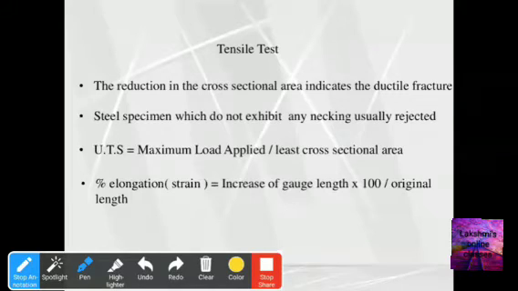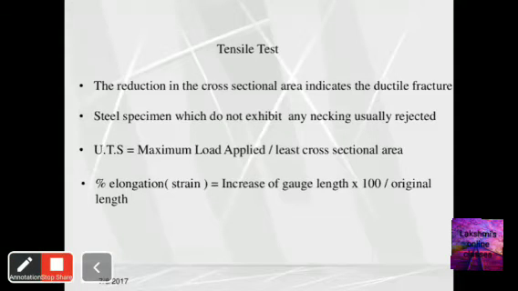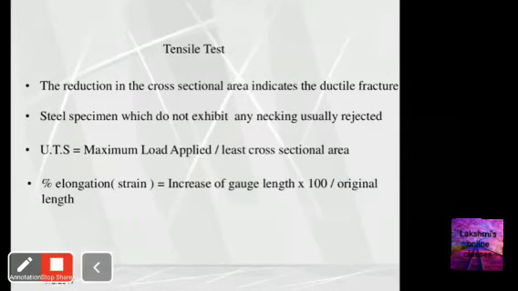The reduction in the cross-sectional area indicates ductile fracture, and a steel specimen which does not exhibit any necking is usually rejected. The UTS, ultimate tensile strength, is equal to the maximum load applied divided by the least cross-sectional area. The strain or the elongation, both are the same. That is the formula we already studied in your MOS class. Strain is equal to increase in length divided by original length times 100. Therefore, we get the percentage elongation of the specimen.